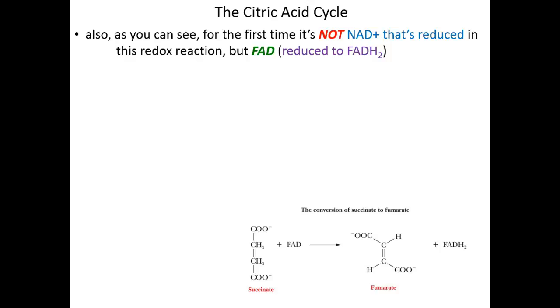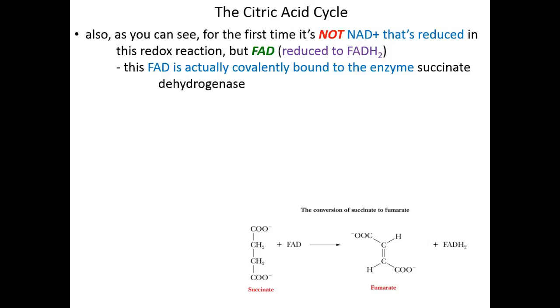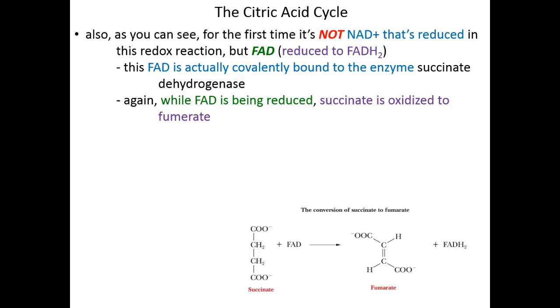Also, as you can see, unique for the citric acid cycle, this is the first and only time where we will reduce FAD, not NAD. FAD is not a mobile electron carrier. FAD cannot move. It is bound to the enzyme itself. And so these electrons are kind of stuck on this enzyme, but kind of not, as you'll see in just a second. FAD is usually covalently bound to whatever redox enzyme or dehydrogenase enzyme is using it, and that's the case for succinate dehydrogenase as well. FAD is stuck to that enzyme.